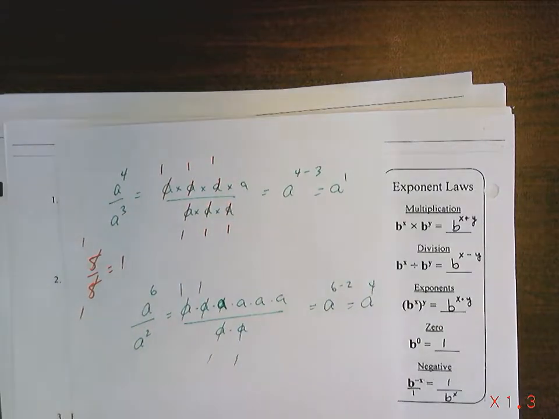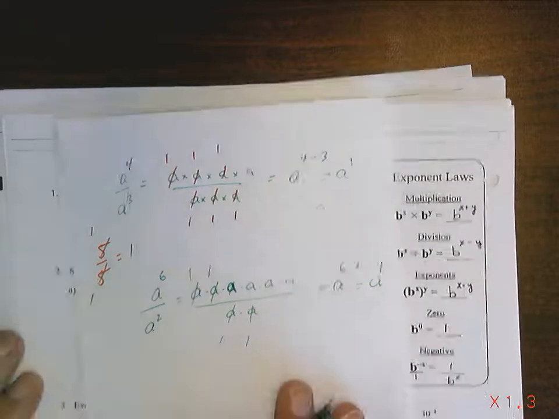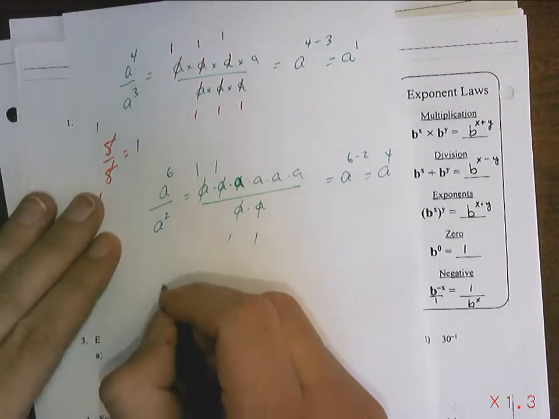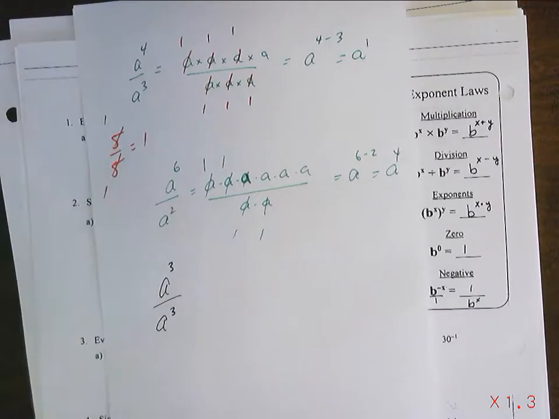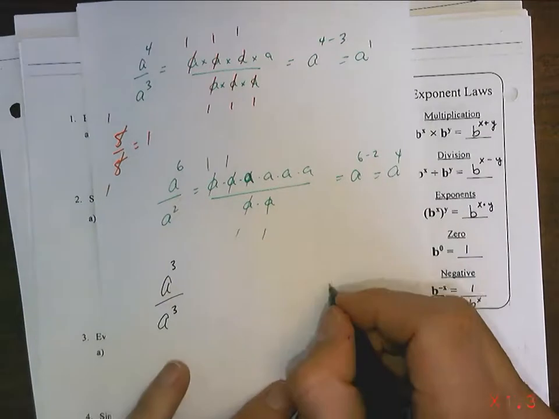Now, that shouldn't be exciting. That should be, Mr. White, you've gone off the deep end. We get this. You've shown it to us. Why are you talking about this still? Can't we move on? And I would say, yeah, I think we can move on. Let's move on to a to the 3 over a to the 3. And you're going to go, okay, then let's move on.